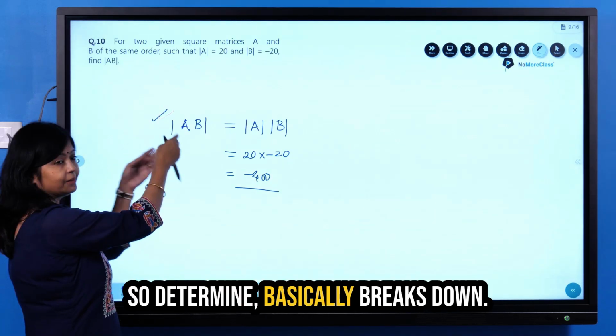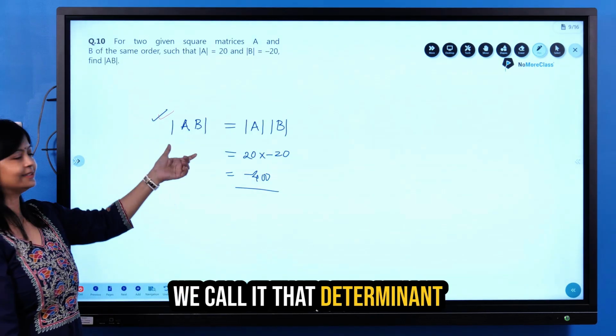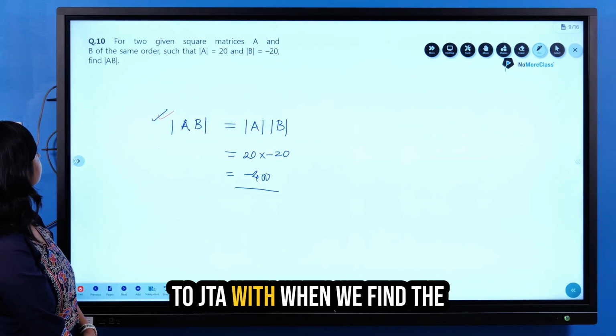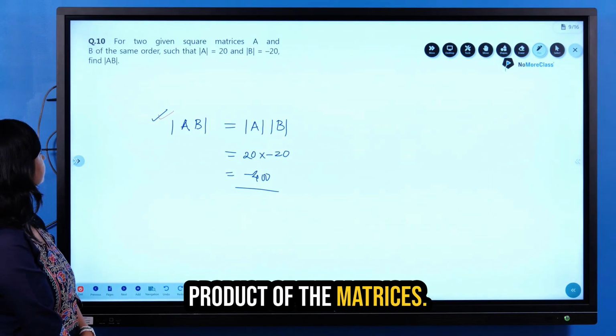So the determinant basically breaks down. We recall that the determinant splits up when we find the product of the matrices.